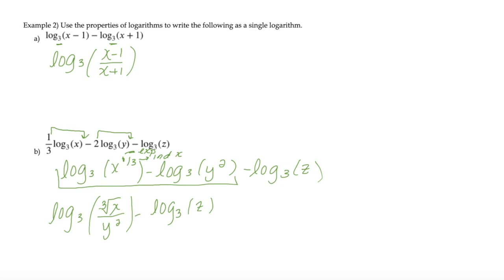Ultimately, then this z needs to just move into our denominator because we're dividing some more stuff. So log base 3 of the cube root of x over y squared z, or zy squared. Doesn't matter how you place it. But now it's written in one single logarithm.